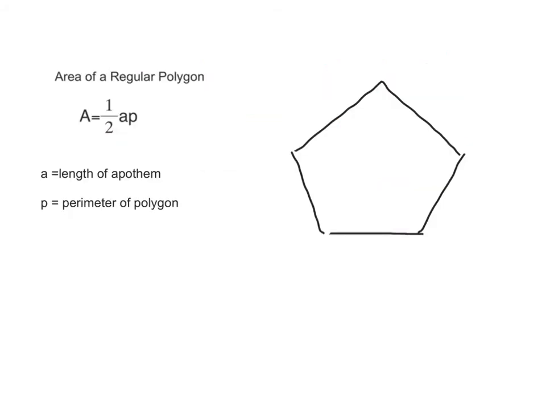Okay, so how do I figure out the area of a regular polygon? Well, this formula right here is really important. This is something that you need to make sure you know. Area of a regular polygon is 1/2 A times P, A standing for the apothem, P standing for perimeter. So if I look at this picture over here, let's just say here's my center, and here's my apothem.